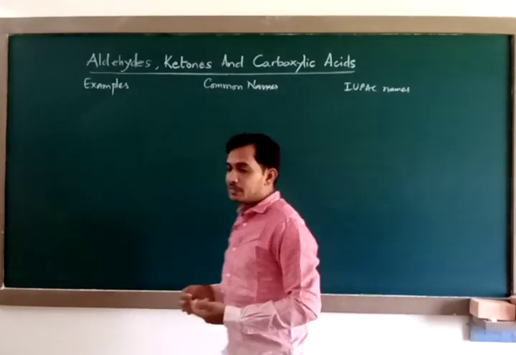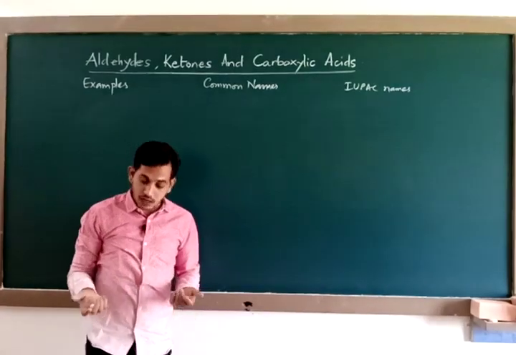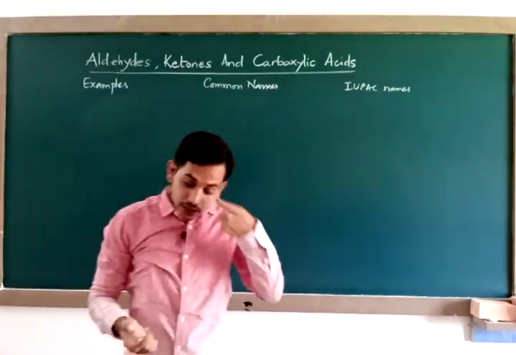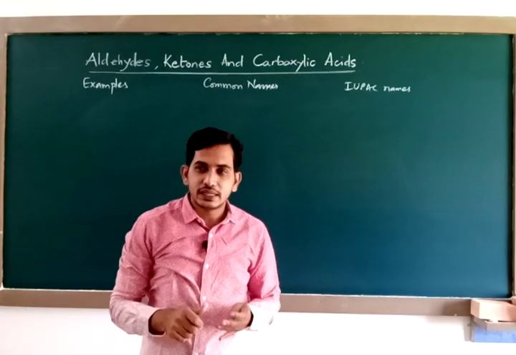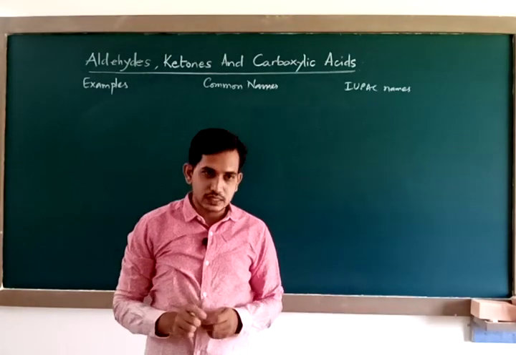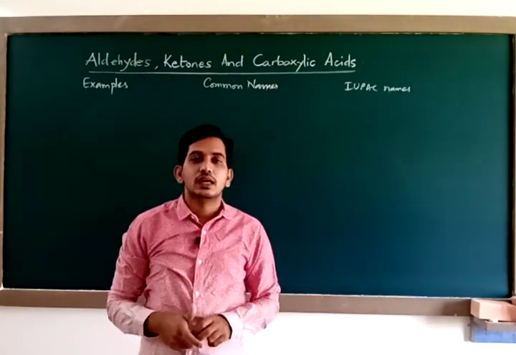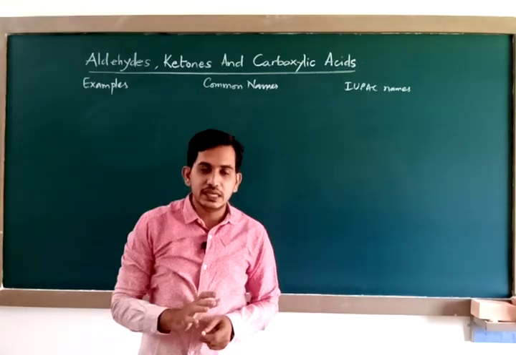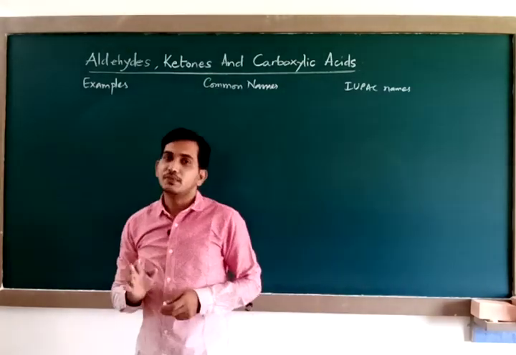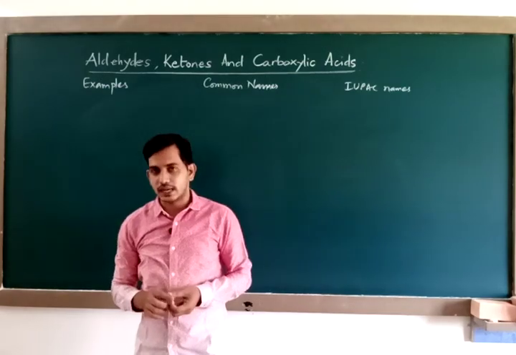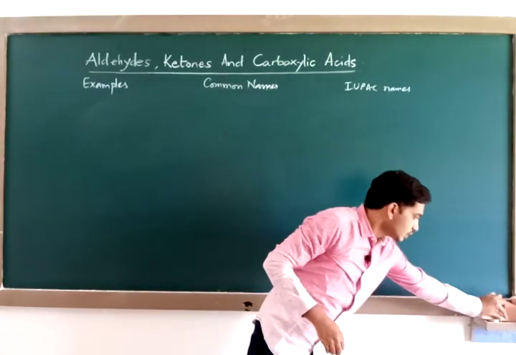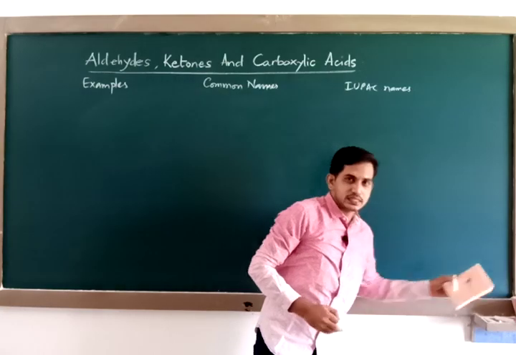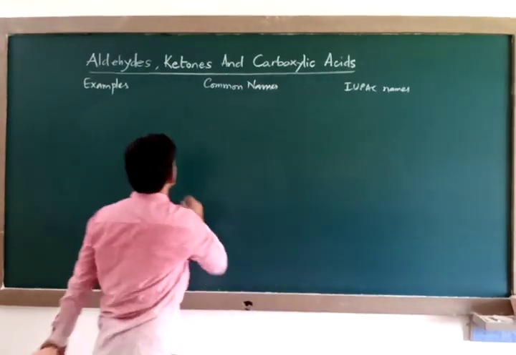As we are all aware, there are two naming systems, one is the common naming system and the other is the IUPAC system. In the common naming system, the names of aldehydes are derived from common names of carboxylic acids. You may ask how. You might be knowing what formic acid is. Formic acid is this compound.